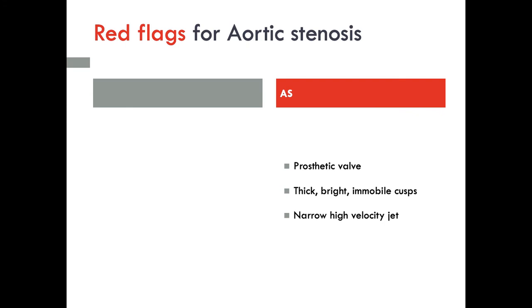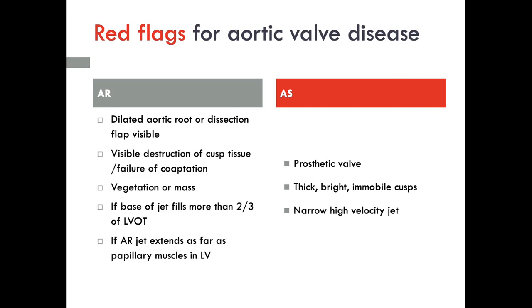So red flags for aortic stenosis are if we see a stenotic prosthetic valve, because that'll need urgent intervention. If we see very thick, bright, immobile cusps that suggest calcific aortic stenosis, and if we see a very narrow, high velocity, turbulent jet of forward flow through the aortic valve. So if we put together, there's a summary of the red flags that we need to be very aware of in aortic valve disease, both for aortic regurg and for aortic stenosis.